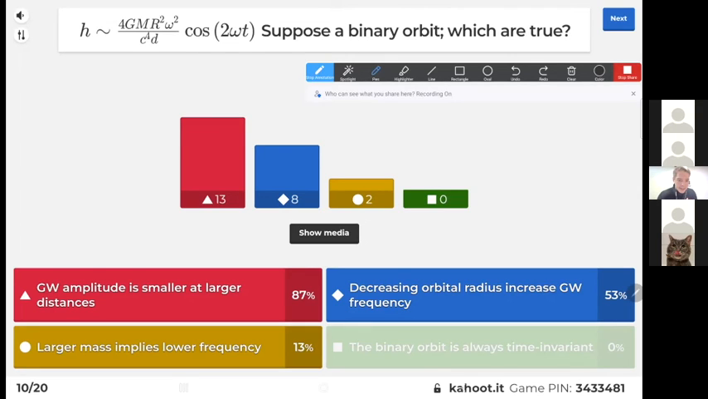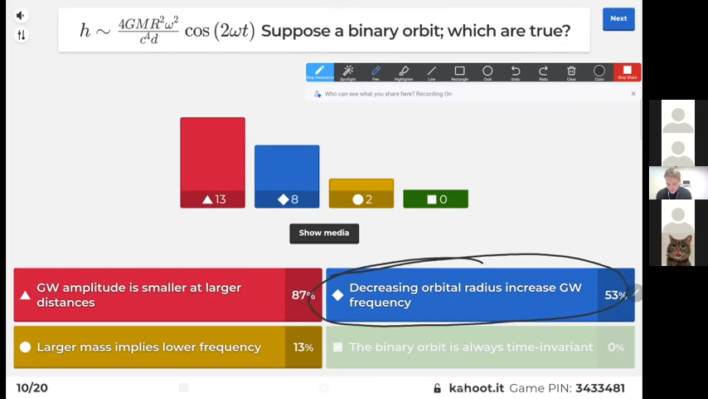Then, is there anyone who would like to explain the gravitational wave amplitude? I think it's quite clear that from here, the distance is inversely proportional. So if you increase the distance, the wave becomes fainter, and of course, the amplitude is harder to measure.